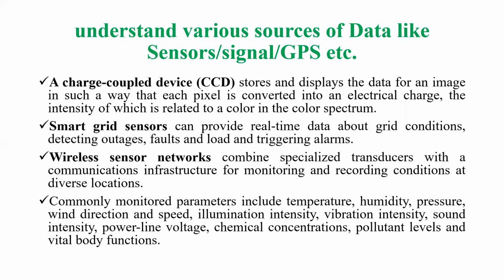And wireless sensor networks combine specialized transducers with a communications infrastructure for monitoring and recording conditions at diverse locations. Commonly monitored parameters include temperature, humidity, pressure, wind direction and speed, illumination intensity, vibration intensity, sound intensity, power line voltage, chemical concentrations, pollutant levels, and vital body functions.